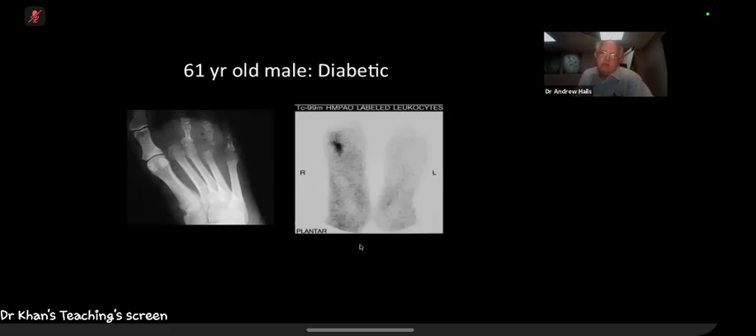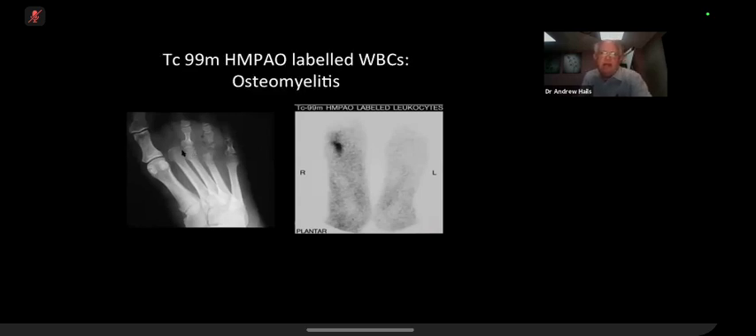Now, this section is about MSK, and whereas this is mostly about bone scans, this is just an example of an HMPAO labelled white cell scan, which again fits with this area of a diabetic foot, where there's been an amputation. And of course, there may still be some infection in that region.